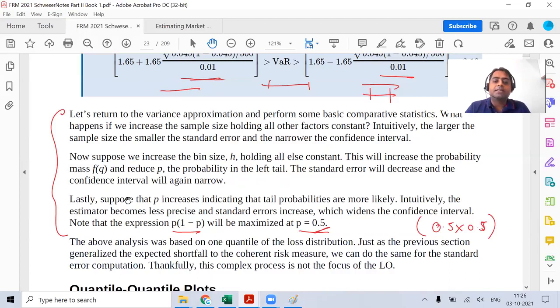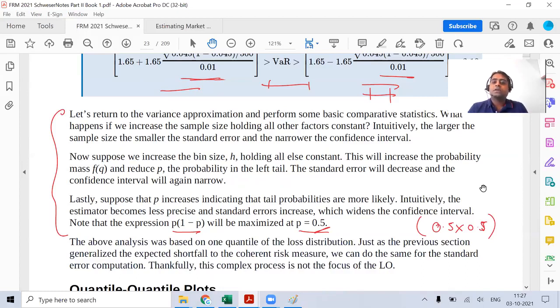Okay, I'm assuming everybody is reading this point. It is just connecting it back to that logic: FQ, that means the density of the bin, the N, and also the P. How exactly it is going to impact your standard error. Once the standard error is getting impacted, your confidence interval will also get impacted.